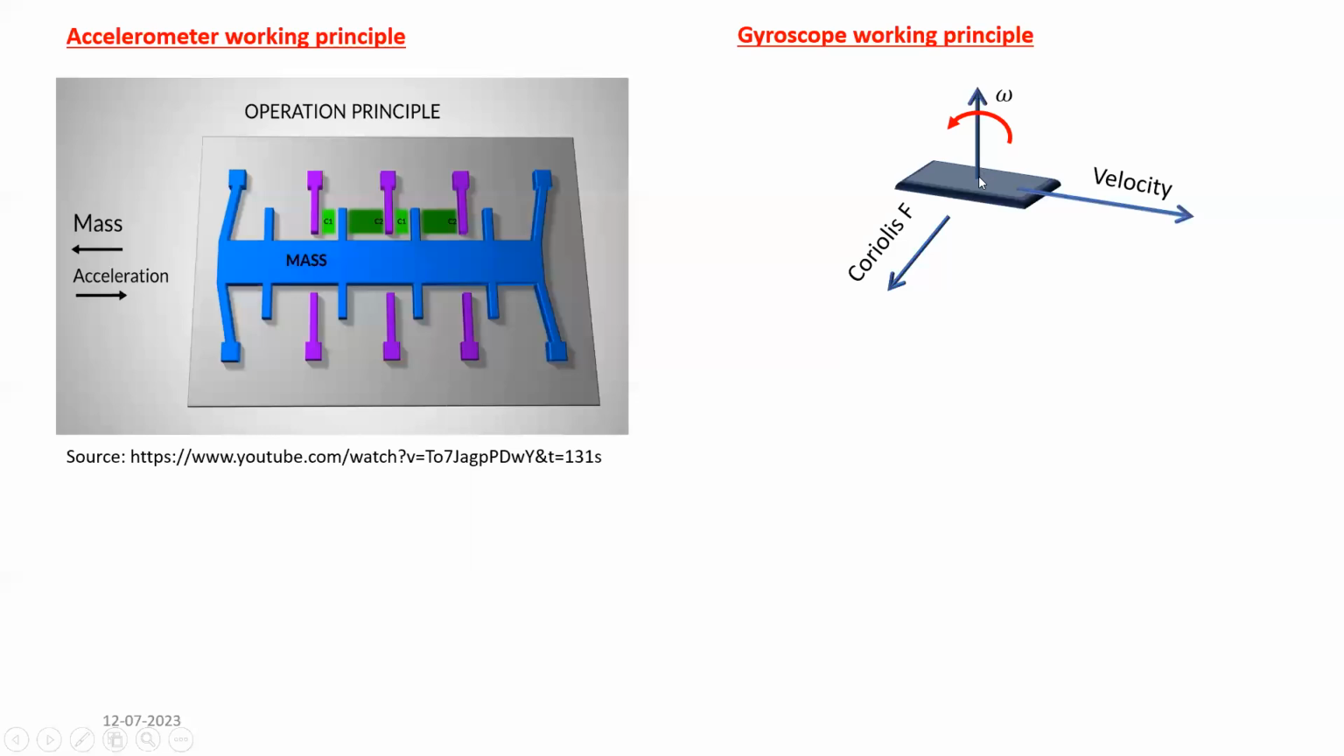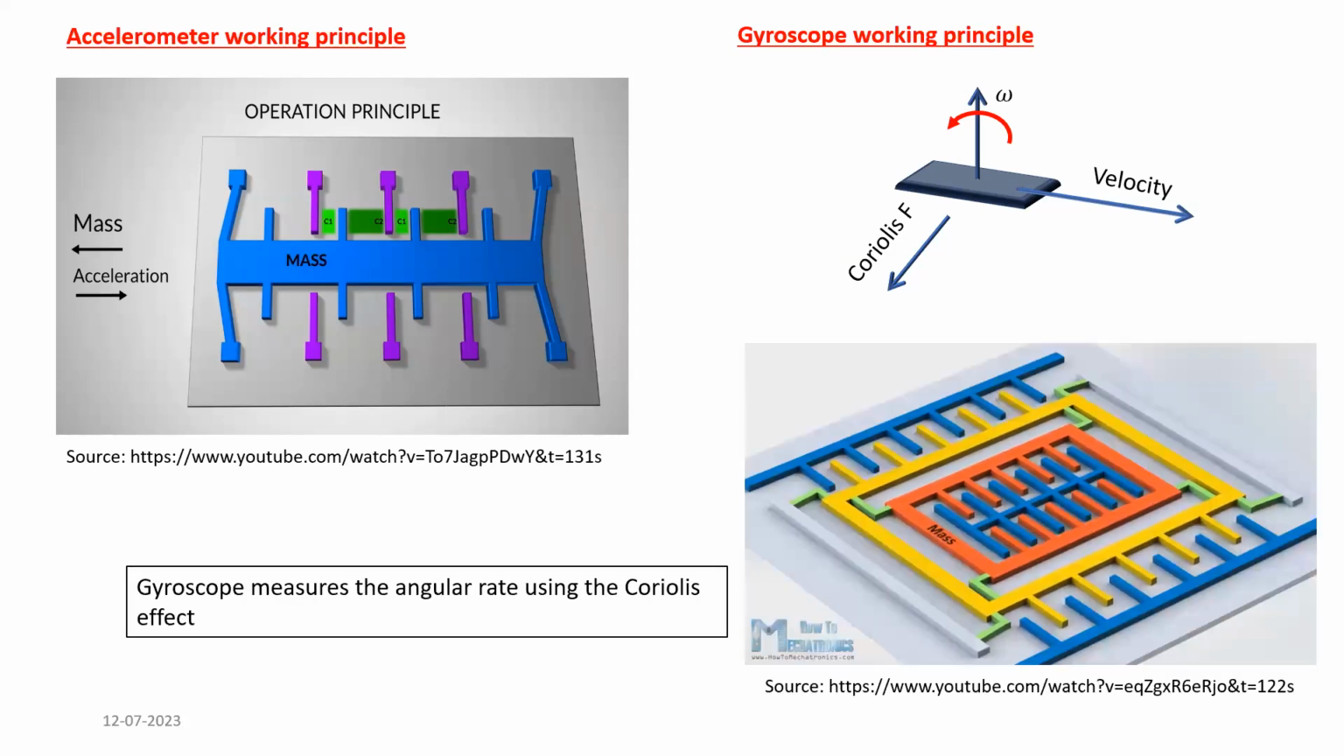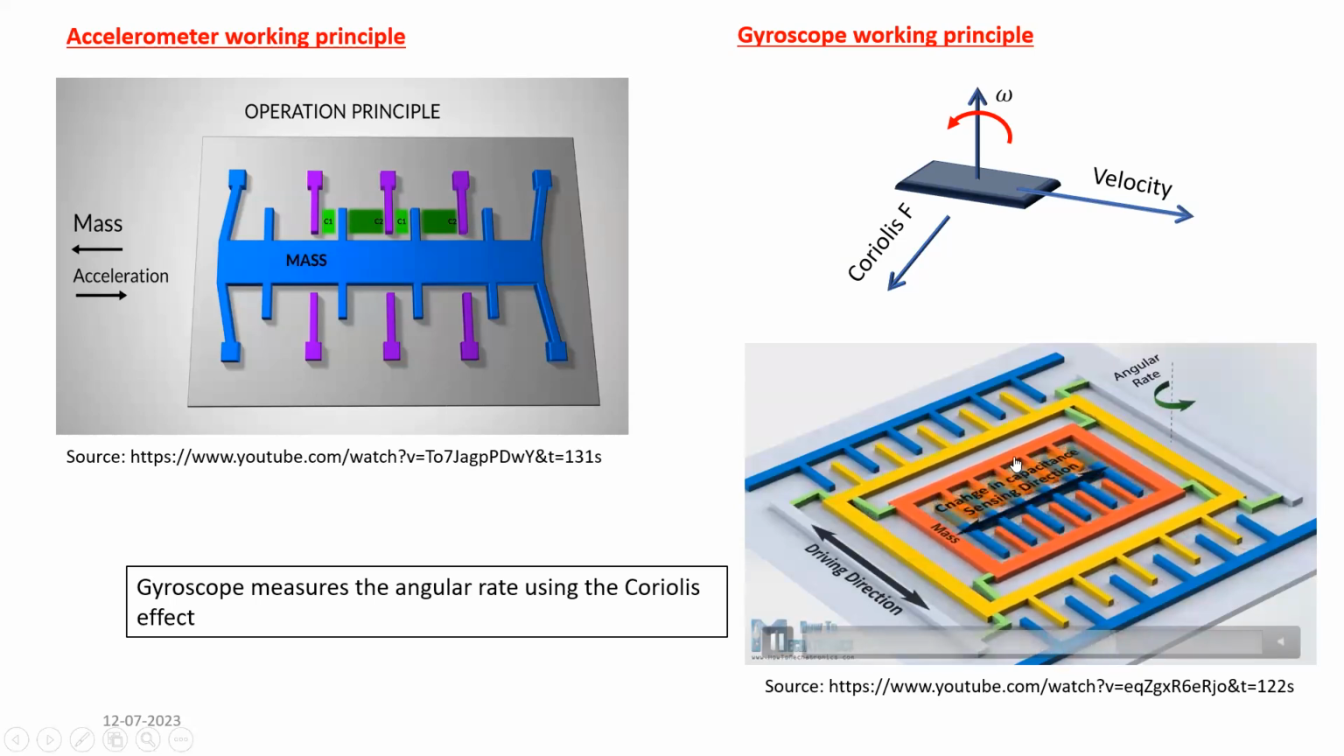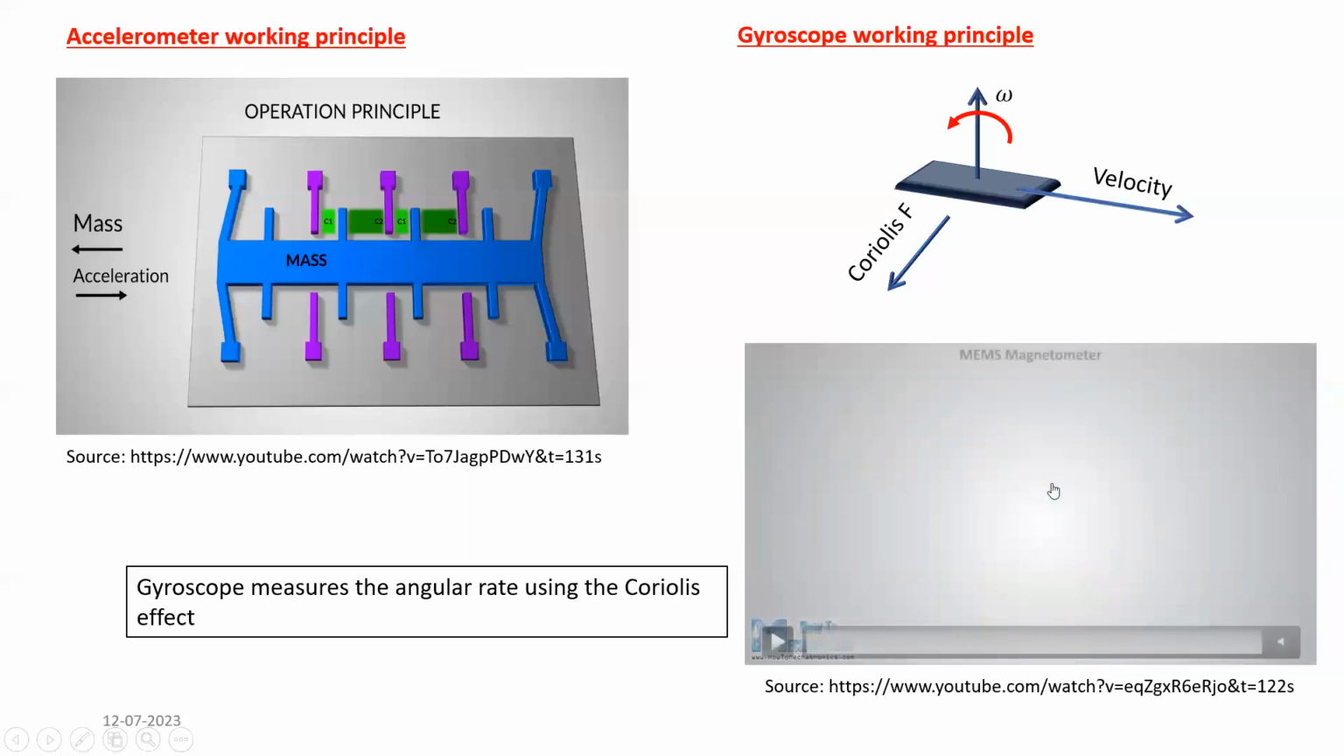Okay, and if the body also experiences some angular velocity, it will create some Coriolis force. This Coriolis force will also exert some displacement. That displacement will again cause a change in capacitance, which will be converted into the gyroscope value, how much angular velocity it is giving. So you can see in this animation, it's moving linearly first. Whenever an angular rotation happens, it will create some displacement due to the Coriolis force. That's the principle of the gyroscope.